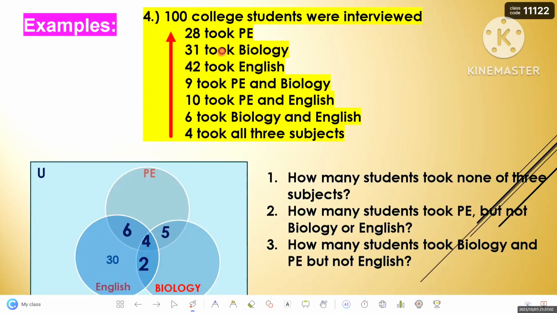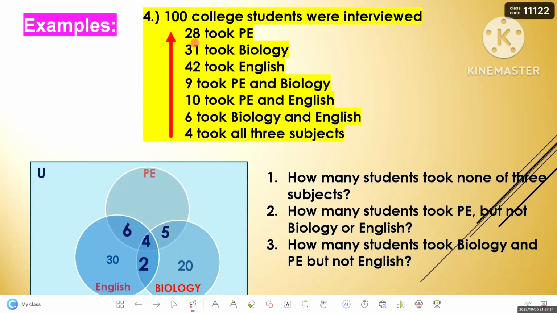Now, kung naintindihan, let's proceed. 31 students took biology. Ito yung biology natin. 31 ang lahat-lahat. So when we add this, 2 plus 4, 6 plus 5, 11. 31 minus 11, we have, yes, 20. 20 plus 11 is 31. So that's correct. So nasagot na natin yung 31.